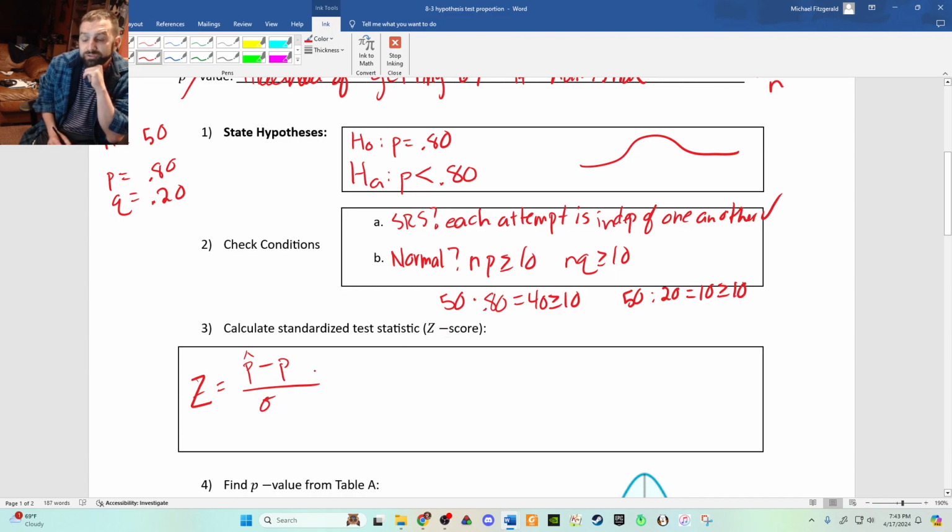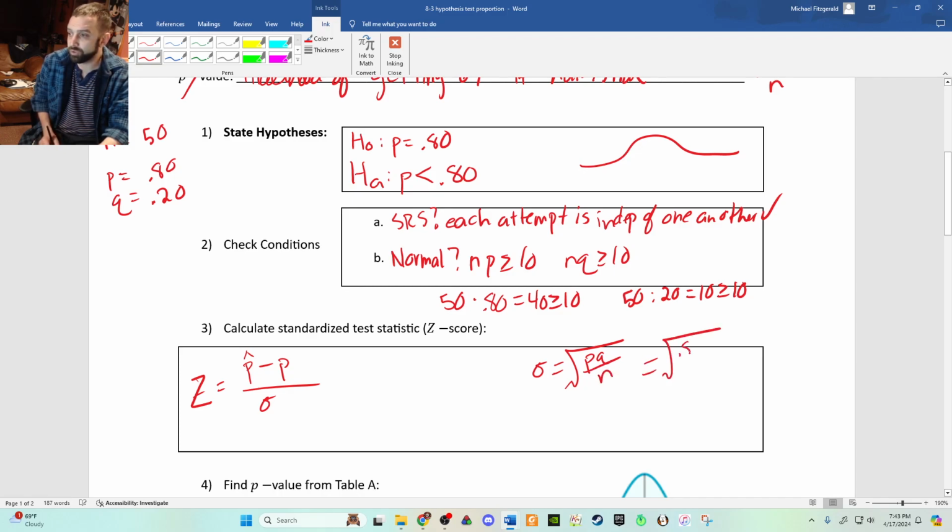We need to find this standard deviation, so I'm going to put that right here. Standard deviation, we've seen this before. It's the square root of pq over n. So isn't that the square root of 0.80 times 0.20 over 50? We're using these and not the 0.64 because we do this under the assumption that the null hypothesis is true. That's why we do that.